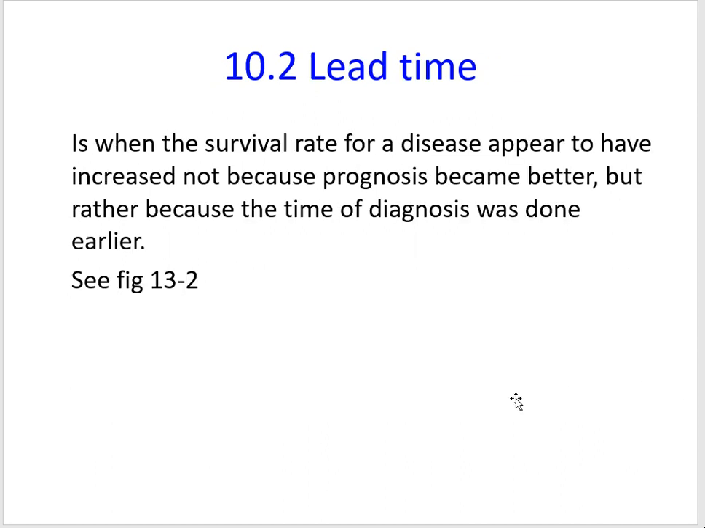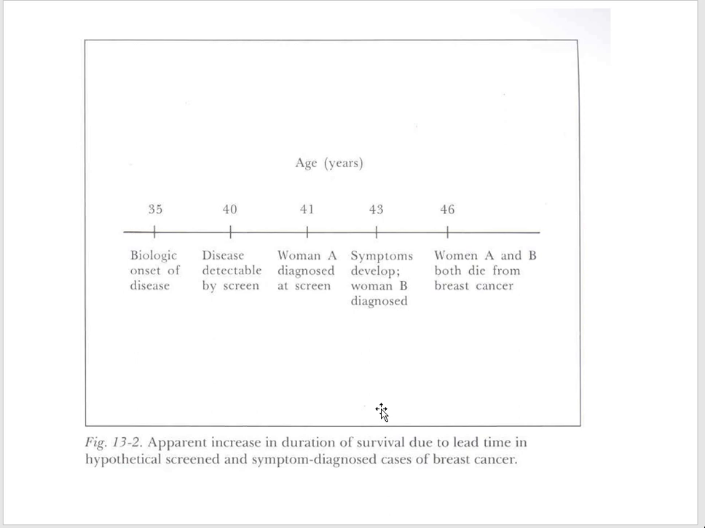All right, the second bias is the lead time bias, and that is when you reach a conclusion that screening increased the survival of individuals, which actually is not true. It is just because you captured the disease earlier. To explain the lead time bias, the best way is to look at this graph right here.